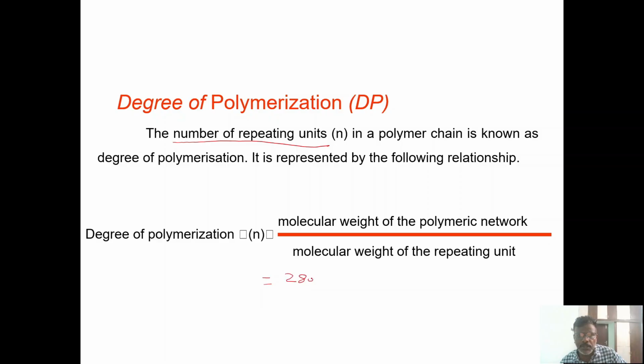28,000 is, I write here, equal to, what is the molecular weight of the polymer? 28,000, I put here. What is the molecular weight of the monomer? That is 28. If you divide these two, you end up with 1000. 1000 is the n value. What is the n value? Degree of polymerization. We call this DP. It's very simple to find.